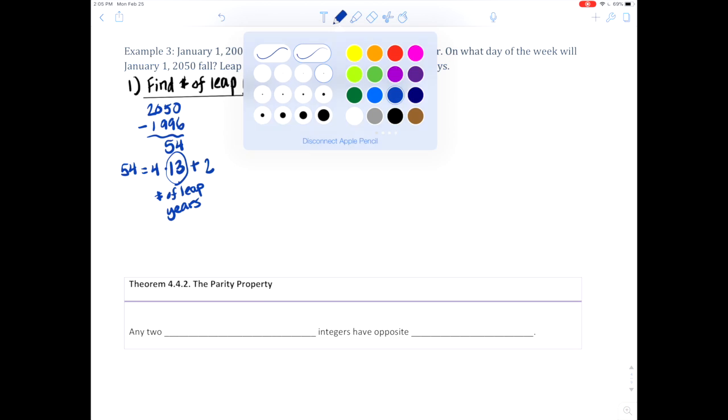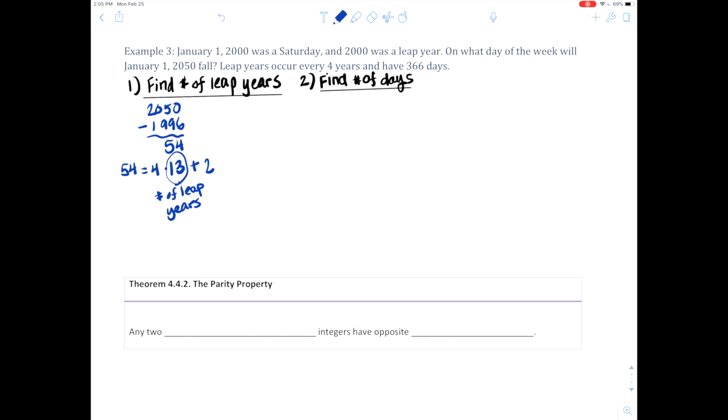So that's not so bad. There's 13 leap years. So the number of days that we're looking at is 13 times 366 plus, now we're starting again, going from 2000 to 2050, right? So there's 50 years in all. 50 minus 13 is 37 times 365. And what is that equal to?